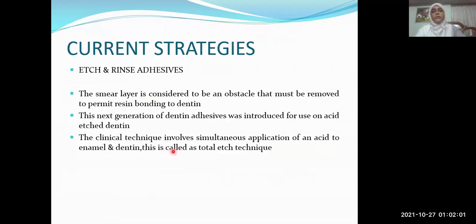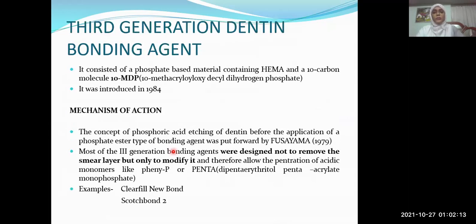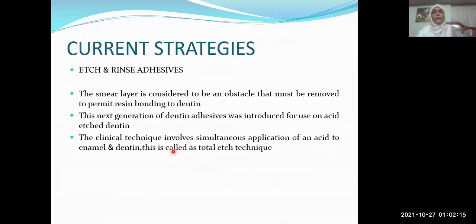So currently we are into our fourth generation of adhesives. Currently what we do is etch and rinse, because in the third generation the smear layer was only modified and not removed. Right from the fourth until the 7th and 8th, we have been removing the smear layer, because the smear layer is thought to inhibit complete penetration of the composite into the tooth surface, and thereby we are doing a total etch technique. Total etch means it etches both enamel and dentin at the same time.